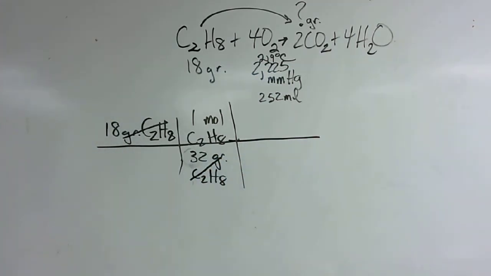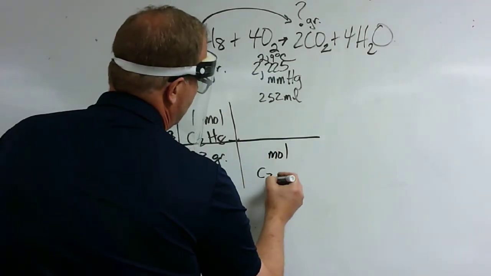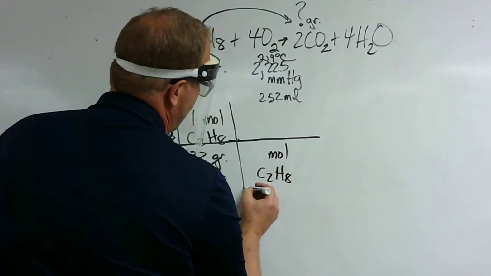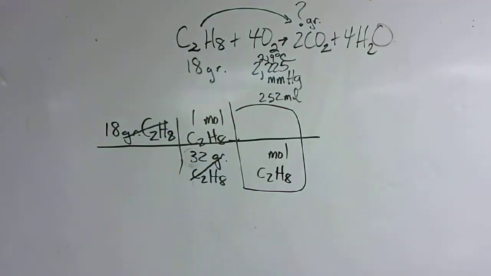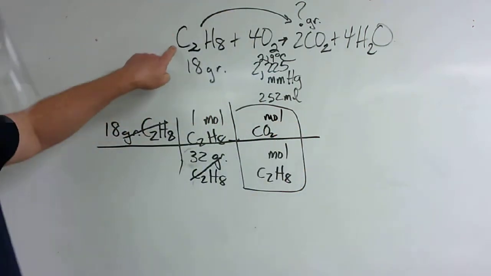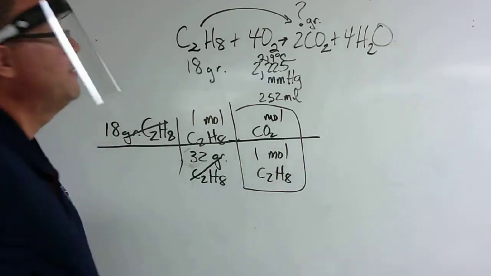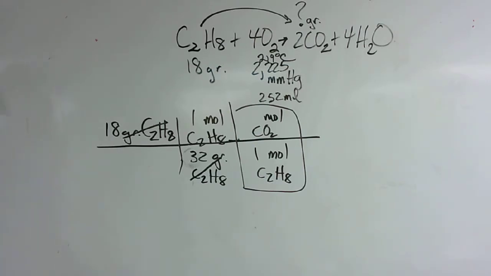If I follow the pattern, what's going to go on the bottom on the next step? Mole. What is the step again? What do we call it? Mole box. That means I have to put moles at the top. Which one am I trying to find on the moles? CO2. That's what I'm trying to find. How many moles of this? One. Right? And how many moles of CO2? 2.